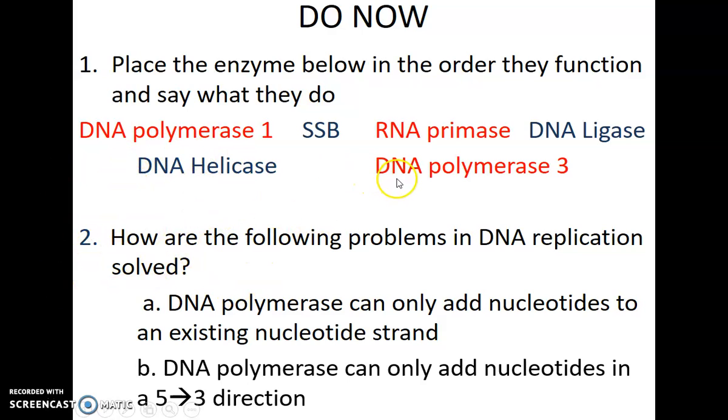Then DNA polymerase 3, at least on the leading strand, will synthesize the rest of the DNA until the end of the DNA. And then DNA polymerase 1 will remove the RNA primer. And on the leading strand, remember, it can't be replaced, so that causes the DNA to shorten. Now, DNA ligase is only required on the lagging strand.